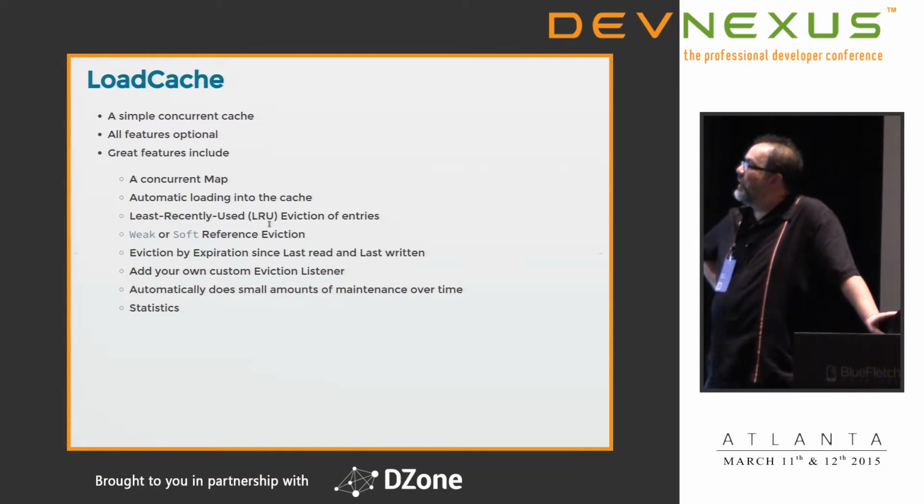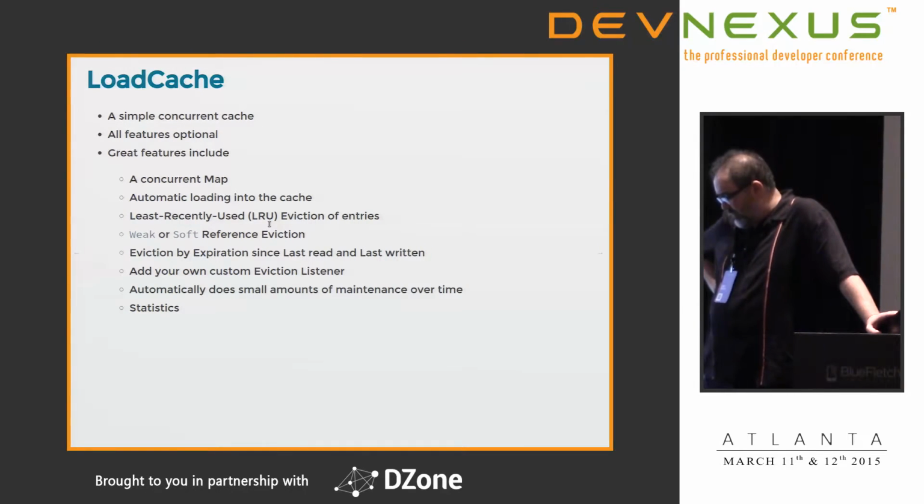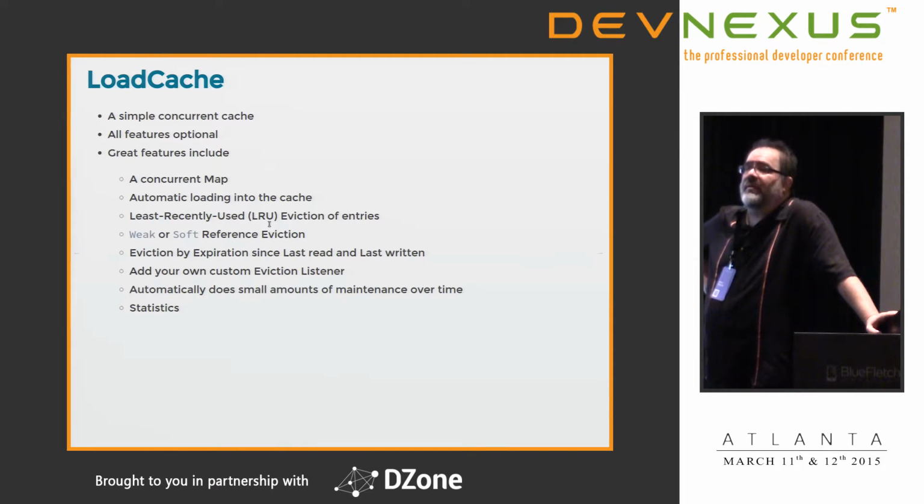It's a least recently used eviction of entries. You can use weak or soft references. Depending on that reference, when garbage collection comes by, if it's weak, it will automatically be reclaimed by the garbage collector. If it's soft and you still have plenty of memory, it'll stick around. Otherwise, it will be reclaimed by garbage collection.